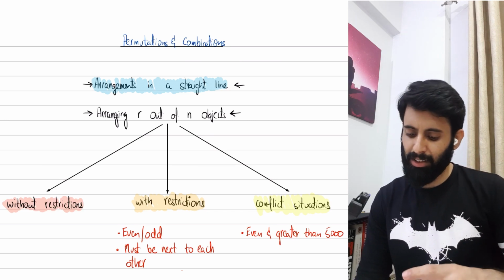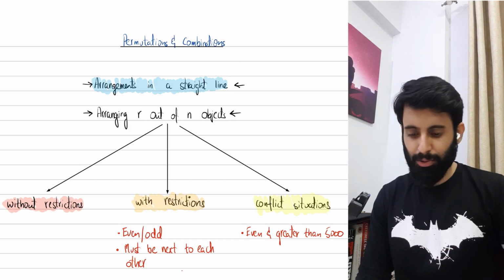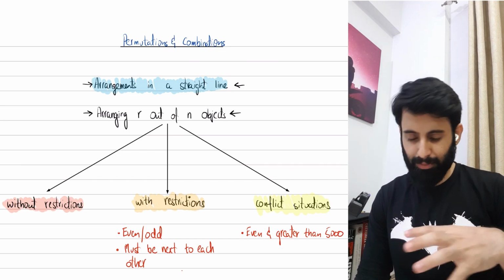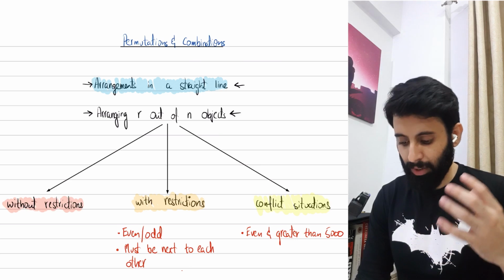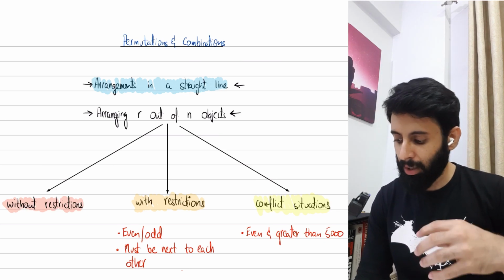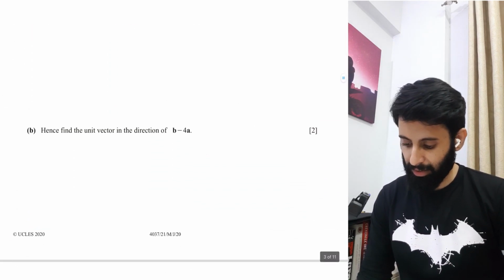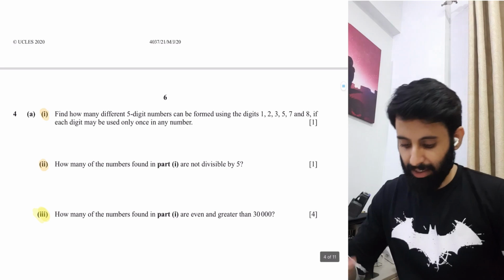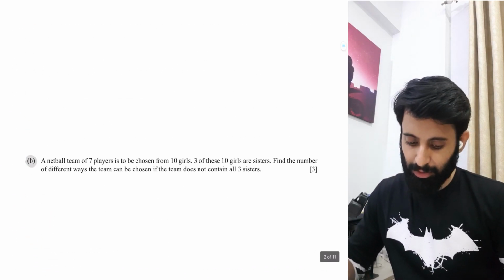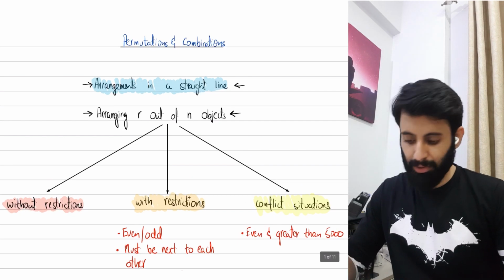So what I've done here is I've singled out all the concepts that you will be tested on in past papers, and I've color coded them. For example, if you look here, we have arrangements in a straight line, so I've colored this in blue, and next are a handful of past papers, and I've highlighted the question which deals with this concept in the same color.